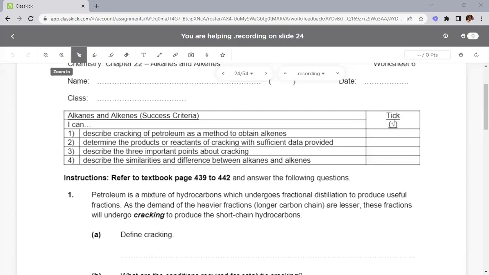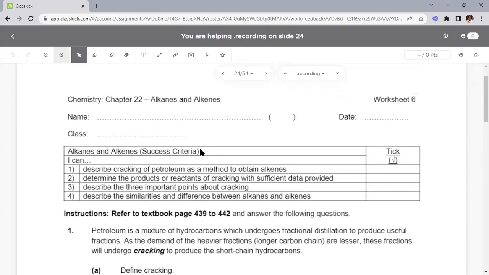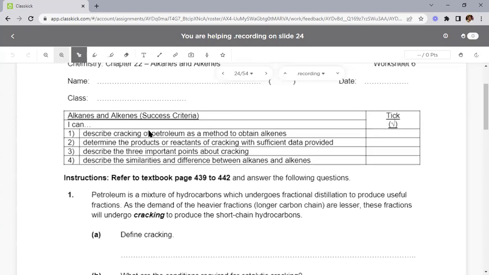Okay, so we're going to carry on with our next part. We have done the physical properties and chemical properties of alkenes in the last session. Now we're going to go into the next segment, which is how we can produce alkenes.